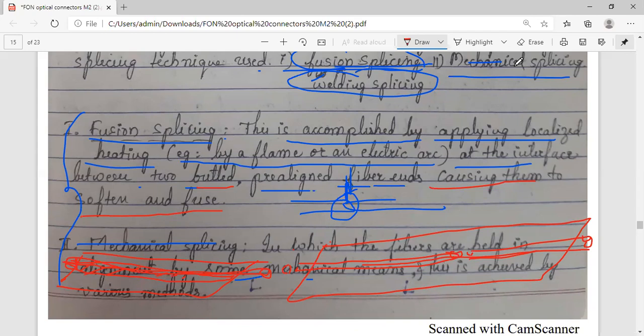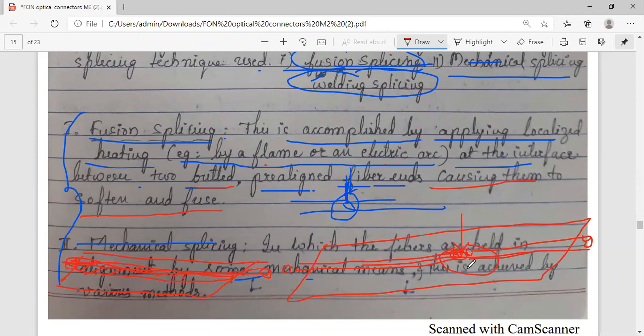So when you take two different optical fibers which you want to join permanently, you have localized heating. Where you want to join, at that part you go for heating, either by means of a flame or an electric arc. After heating, what will happen? These faces just get softened and they fuse together.